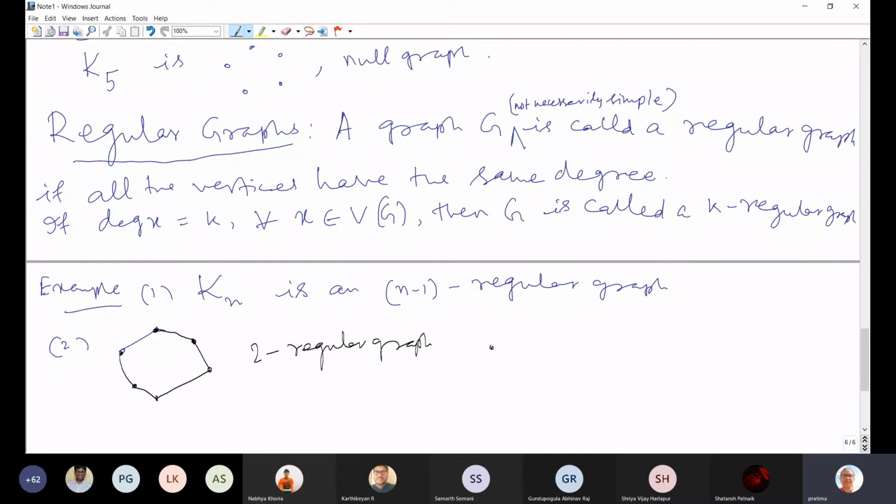Also, let me draw like this. Here I have taken a multigraph. This is not a simple graph. There are two vertices and both have degree equal to 3. So this is one example of a 3-regular graph. Although this is not a simple graph, it is still a regular graph. The degree of both vertices is the same, equal to 3.